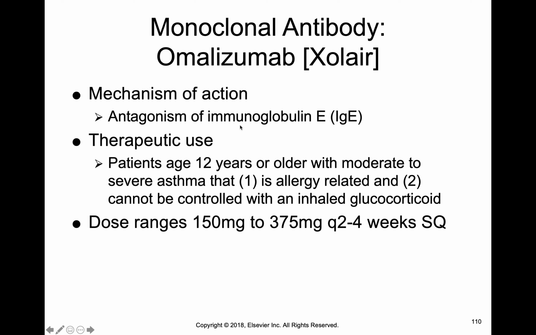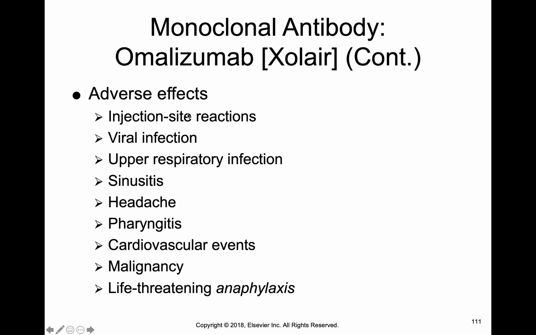There is an agent called omalizumab or Xolair. This is an injection that blocks IgE. And this is really just if a patient's been on every asthma medication known to man, nothing is helping, and they're still symptomatic. This is kind of the last line agent, and it's a sub-Q injection. Here's kind of a list of side effects.